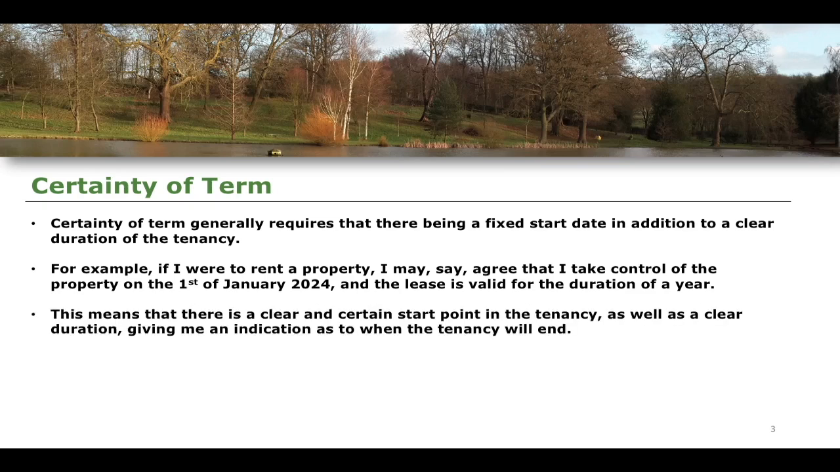It is clear when the date starts. It starts on the 1st of January 2024. There is a clear duration and time period in which this tenancy takes place as well. It is valid for a year. So it gives us a very clear indication as to when the tenancy will end. If it's valid for a year, it means it'll end on the 31st of December 2024, at the end of the year, 365 days away. Or 366 days away if we are doing 2024, given that it's a leap year.